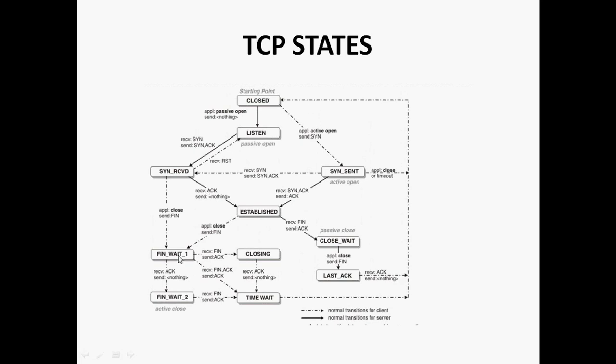Okay, so another possibility is the client sends the FIN packet. It will come to FIN-WAIT-1. Once it receives the acknowledgement from the server, it will go to FIN-WAIT-2. Here we can see received acknowledgement. So from FIN-WAIT-2, now the server sends the FIN flag and the client will acknowledge.